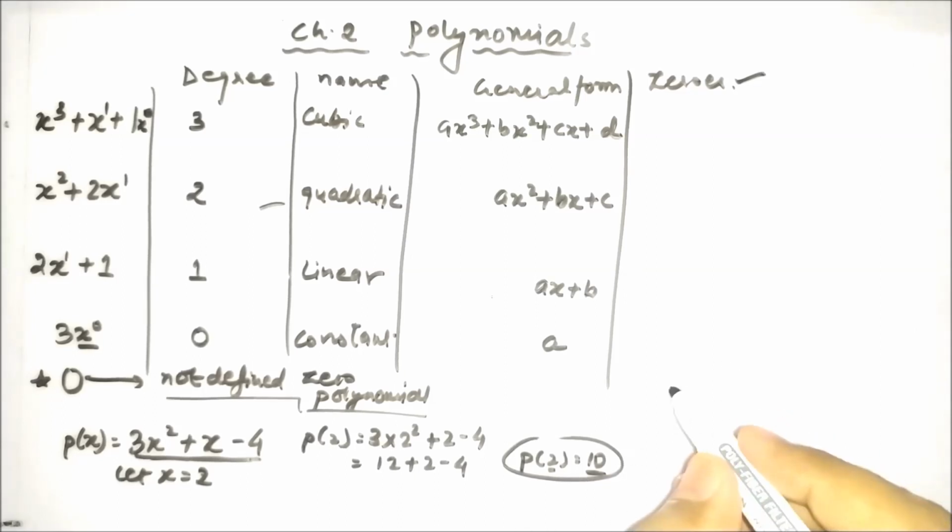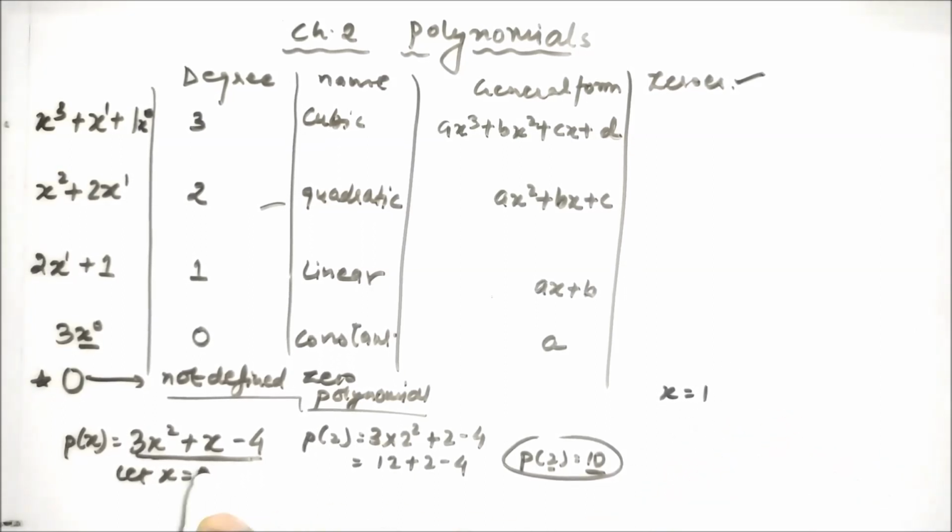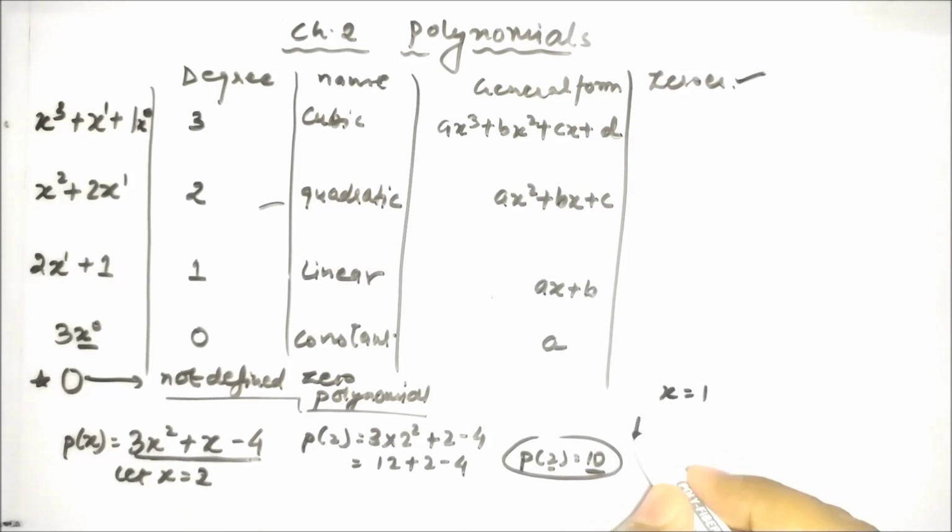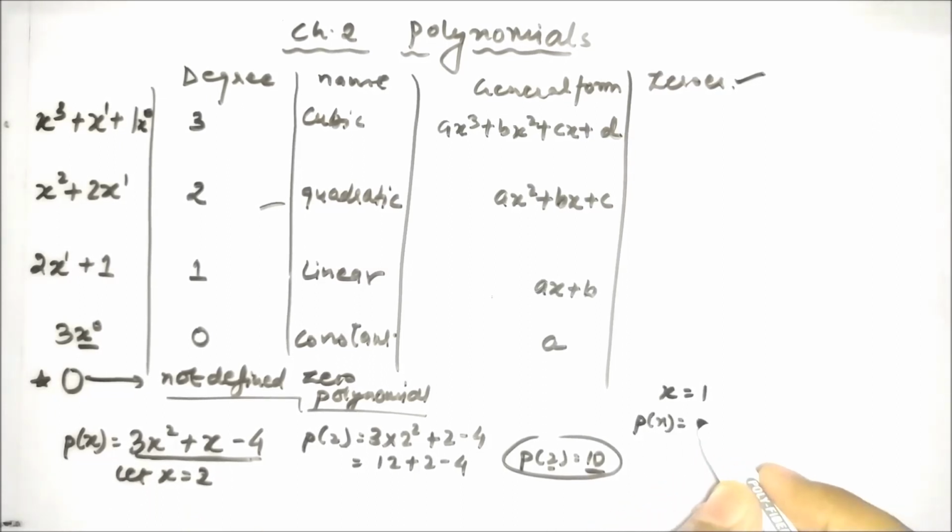Now suppose I take x is equal to 1 in this polynomial. So p of x is equal to 3 into 1 square plus 1 minus 4. This will be 3 plus 1 minus 4, that is 4 minus 4, which is equal to 0. So p of 1 is equal to 0. So 0 is the value of the polynomial at x is equal to 1.